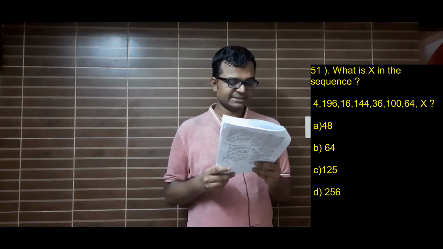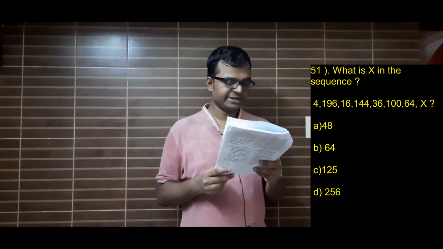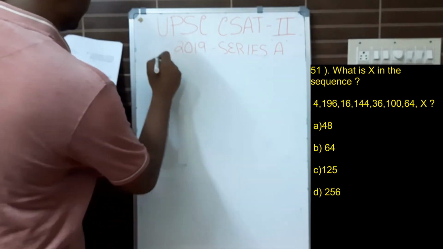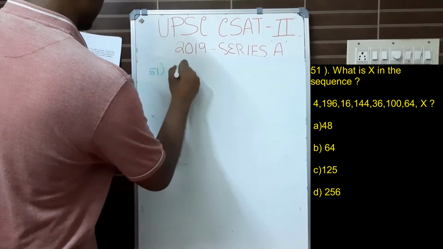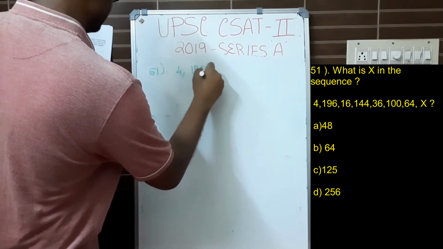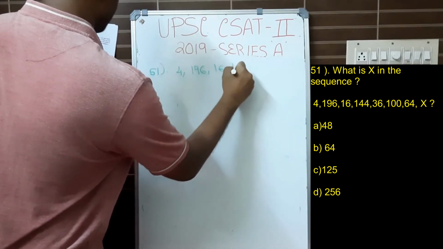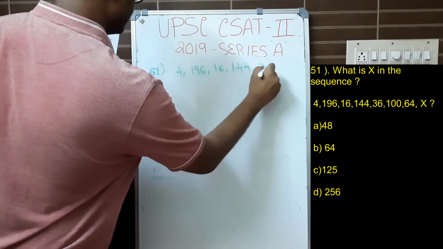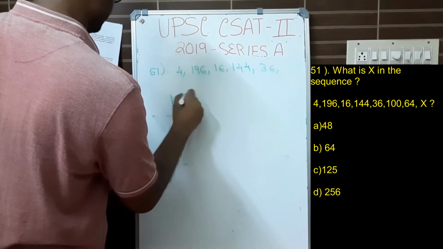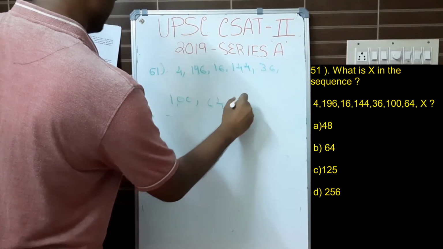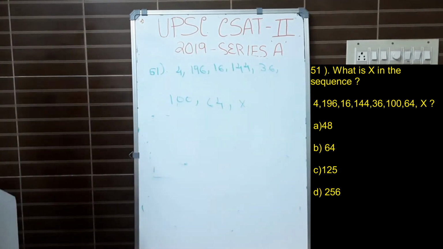In question number 51, we have: what is x in the sequence again. That is 4, 196, 16, 144, 36, 100, 64 and then x. Options are A 48, B 64, C 125 and D 256. In the 51st question, we have certain numbers 4, 196, 16, 144, 36, 100, 64 and x in a sequence, and we have to find what is x.